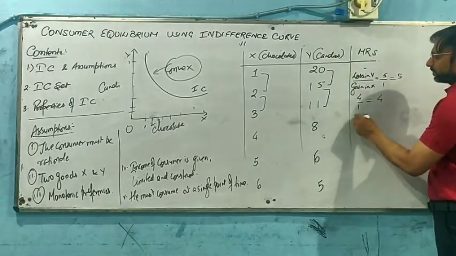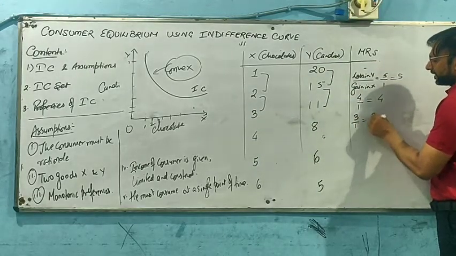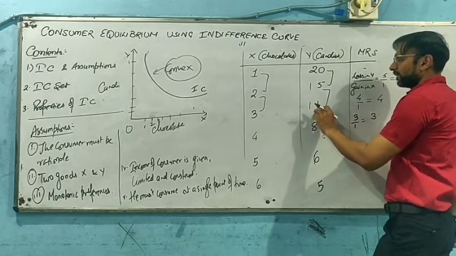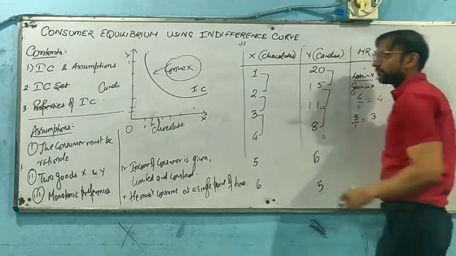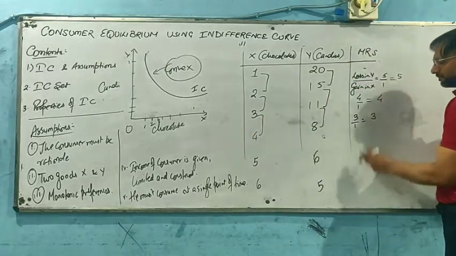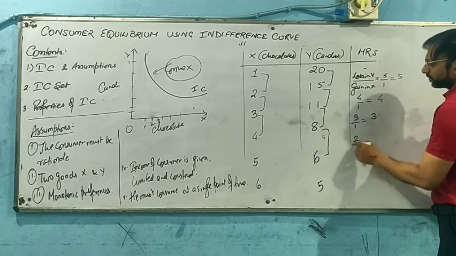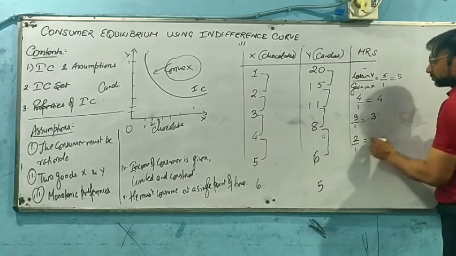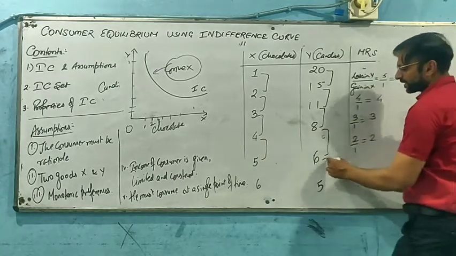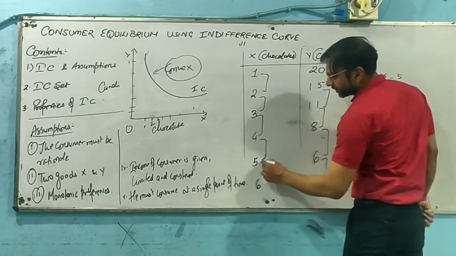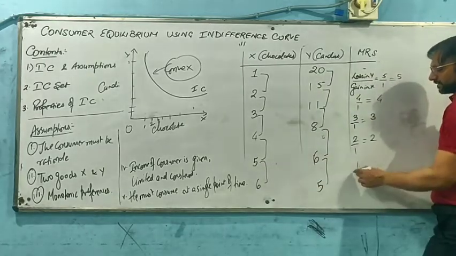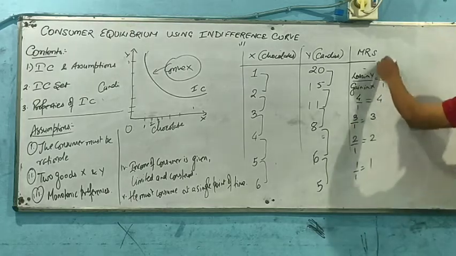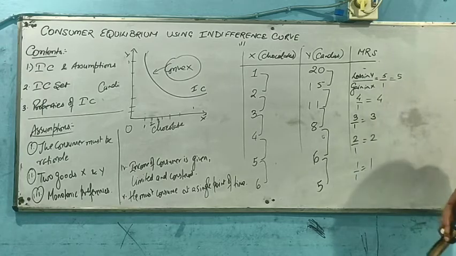Again, if we continue with this level, we will be obtaining 3 as marginal rate. See, loss of 3 units for the gain of 1 unit of x. So it is 3 upon 1. Again, loss of 2 units of y for the gain of 1 unit of x will give marginal rate of substitution as 2. Again, if we sacrifice 1 unit of y for the gain of 1 unit of x, it means our marginal rate of substitution is 1. If we say as a whole, our marginal rate of substitution is decreasing.